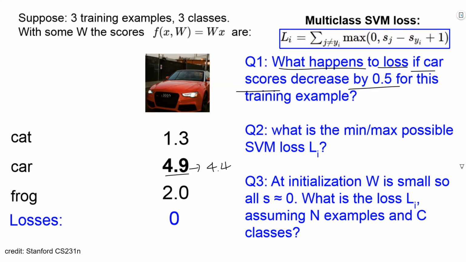Think about it. And the third question is, at initialization, let's assume that W is so small and most scores are predicted as 0. In that case, what is the loss going to be? Express the loss, assuming that there are n examples and c classes. Stop this video and think about these three examples on your own, and then move on to the next part.